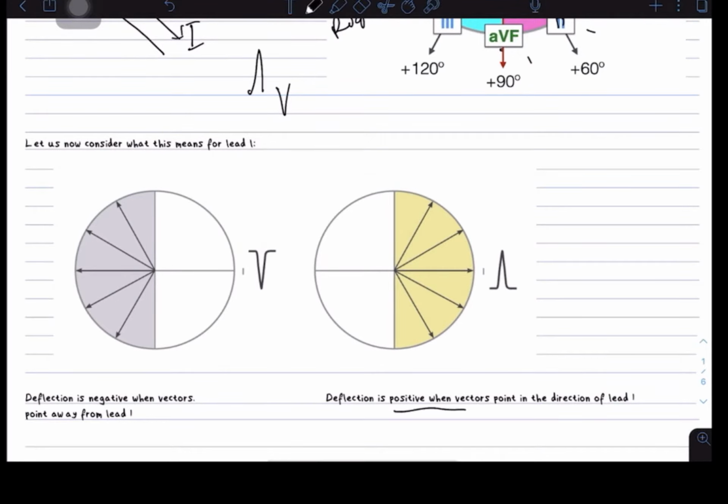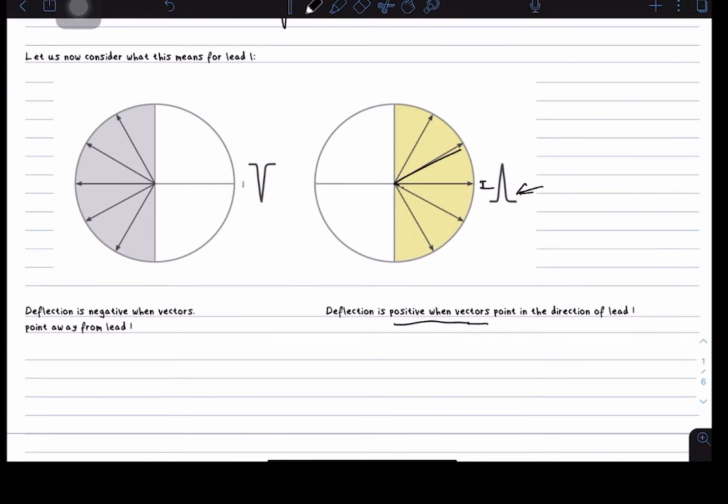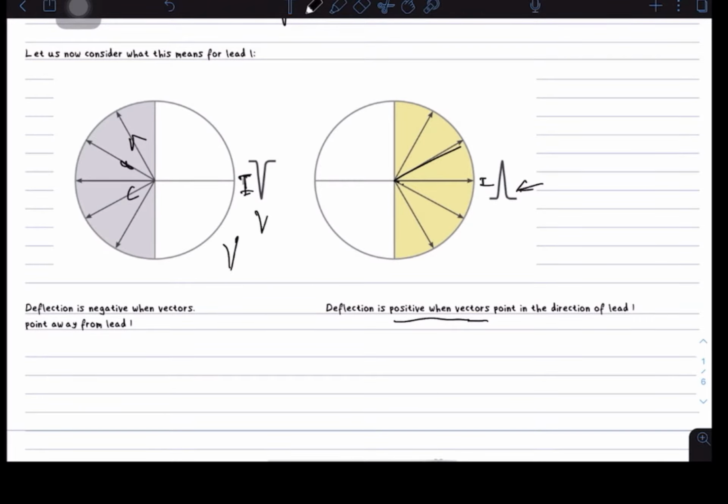If it is a positive vector, we represent it on the lead 1 which is present here, so it's coming towards lead 1. The vector is positive, as you can see. So if the vector is going away from lead 1, it's going to be presented as a negative deflection like this, and in the chart it's going to be like this here, because lead 1 is present here, so the vector is going away, that's why it's represented as negative.